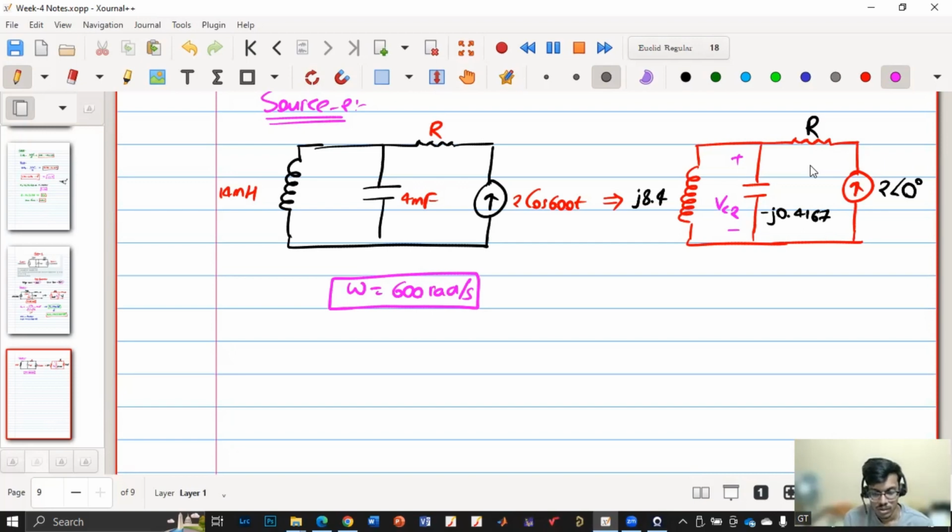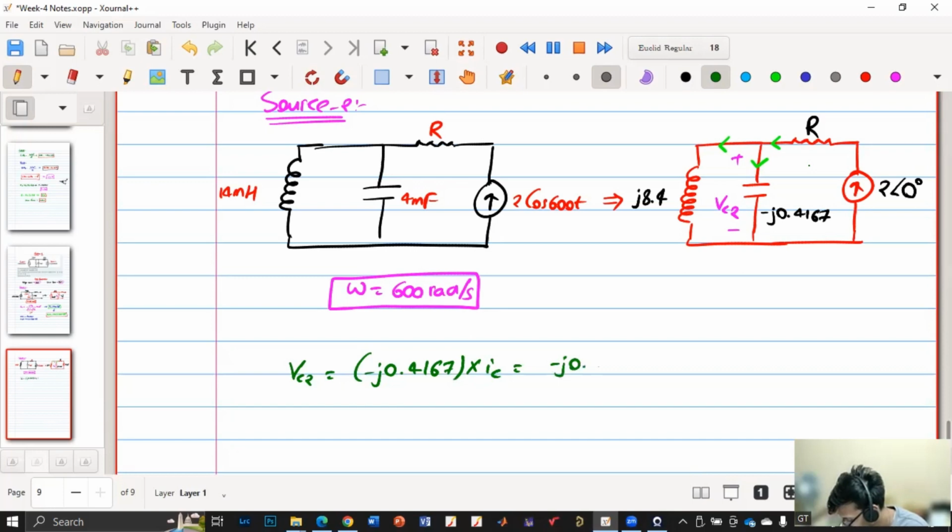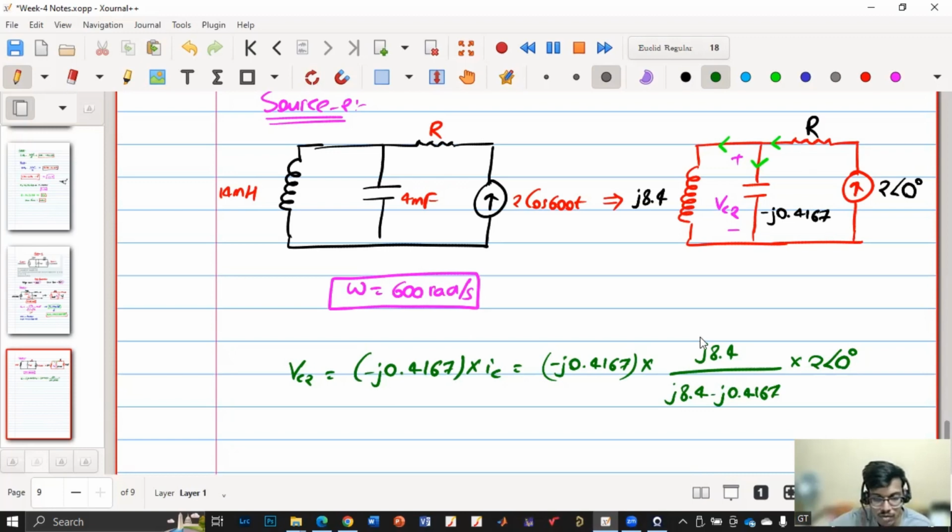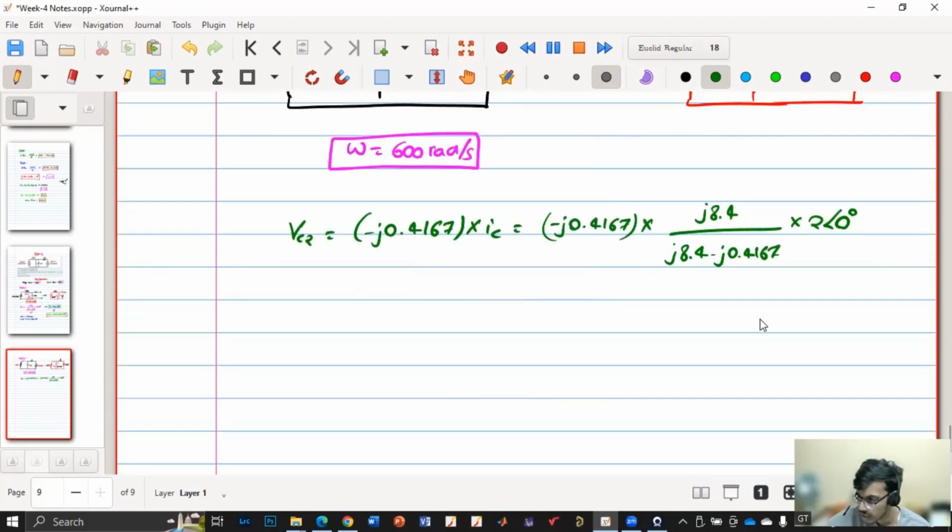The total current is given. Yes, so we do not need the resistor value because I know this current, and if I know this current, I'll know the voltage. So I'll write the equation for VC2. VC2 is minus j 0.4167 into IC, and IC is j 8.4 by (j 8.4 minus j 0.4167) into 2 angle 0 degrees. Do you agree with this? This is IC into XC, which is minus j 0.4167, and IC is the impedance of this branch by the summation of these impedances, into the overall current 2 angle 0. Can you quickly calculate and tell me what you are getting for VC2?